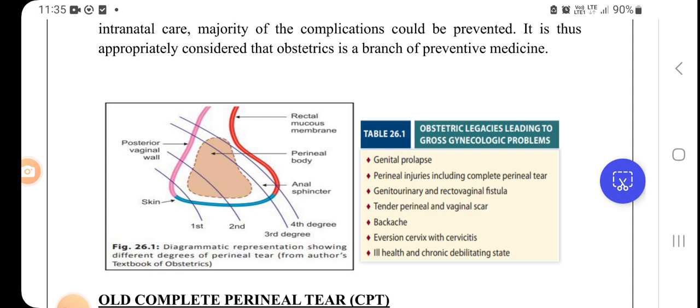So in the first picture you can see a diagrammatic representation showing different degrees of perineal tear from the posterior vaginal wall, skin. You can see first degree, second degree, third degree and fourth degree. This note is taken from DC Dutta.